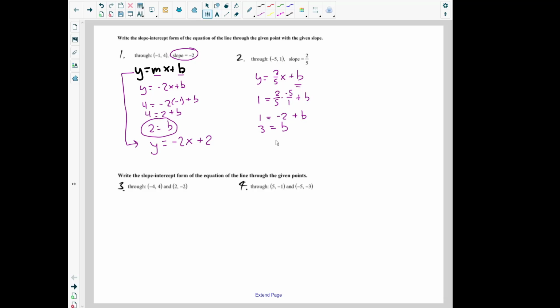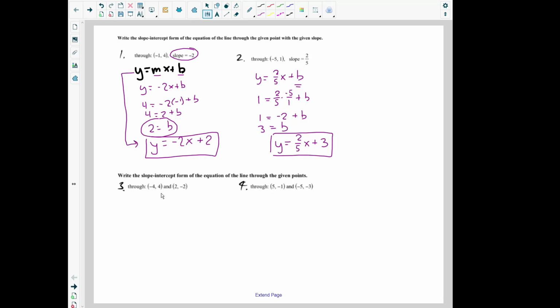So that's not our final answer. Our final answer is, of course, the equation of the line. I should have boxed this one for you so you know final answers are in boxes. Y equals the slope that was given to us, of course the x, and then the plus 3.